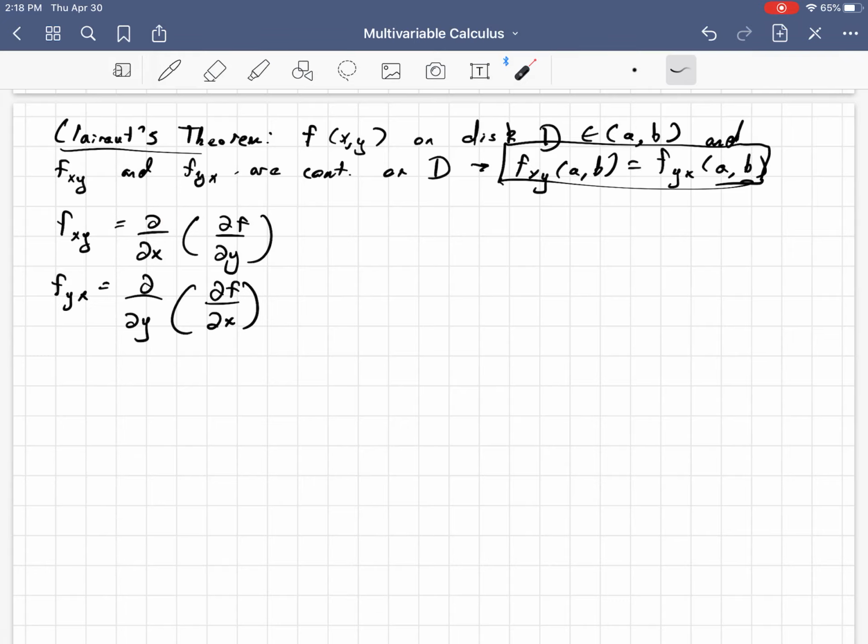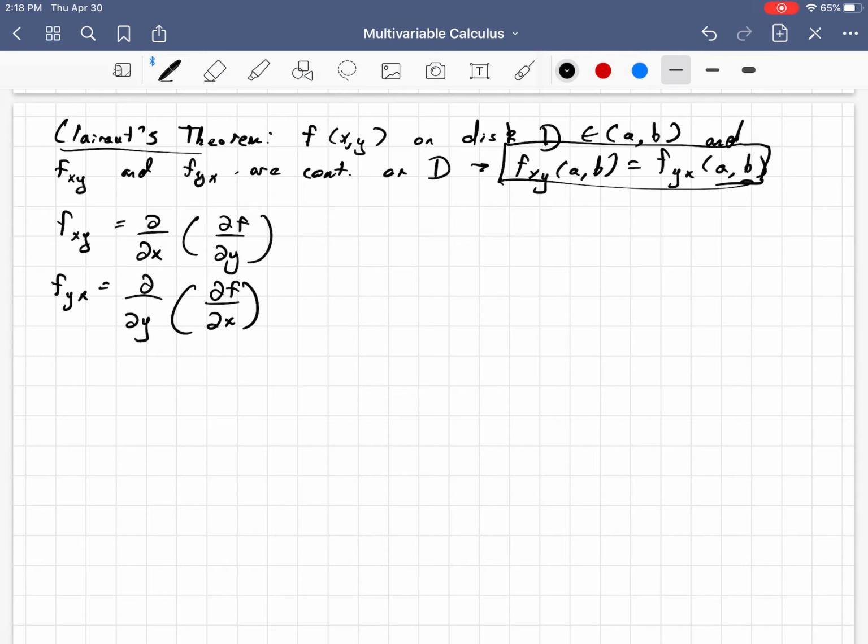What Clairaut's theorem is saying is that if the function's on this disk D, and we just really use a disk out of convenience, you'll see in the proof that it doesn't really have to be a disk, we just choose a disk because I guess it's nice. But if they're continuous and they're nice, in other words, then if I take the partial of f with respect to y and then take that answer with respect to x, it's the same thing as taking the partial of f with respect to x and then taking that answer with respect to y.